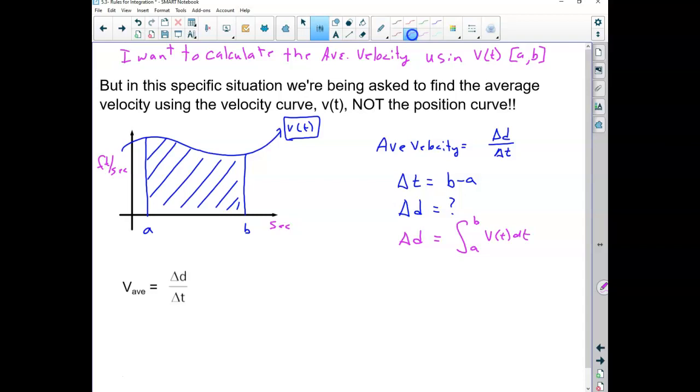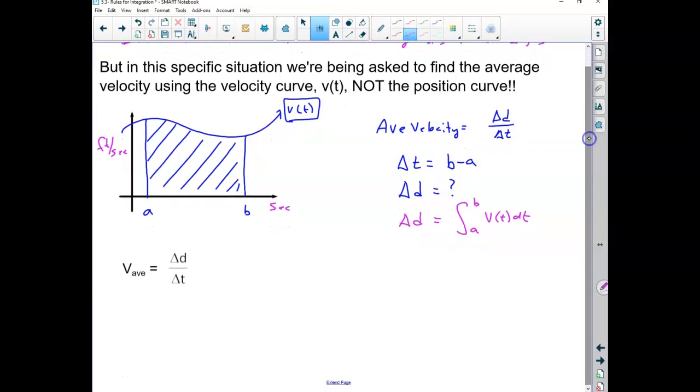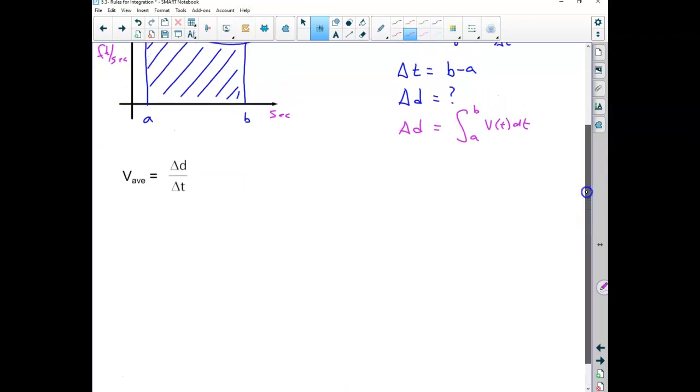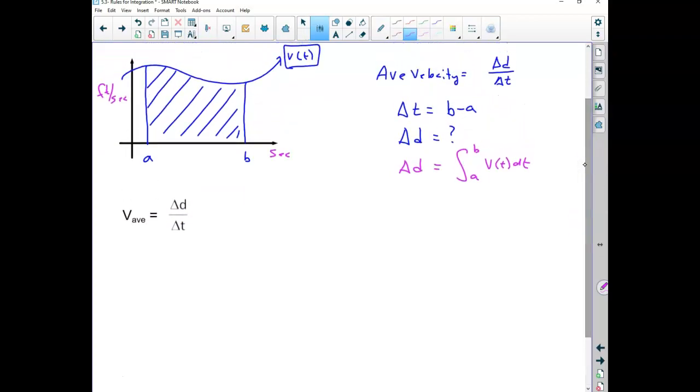Okay, it's an integral because if I'm accumulating velocity, that accumulation of velocity is going to give me my position. And then I'm having my change in d. So this is where this whole average velocity business is coming from. So now, if I can get my change in position with my velocity curve, then my average velocity is simply going to equal the integral from a to b of v of t dt divided by my change in time. That's still b minus a, all right?